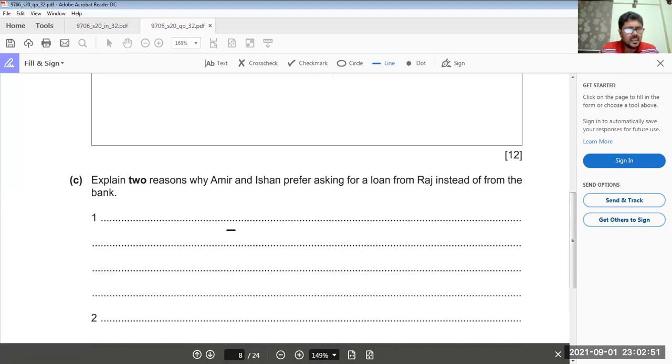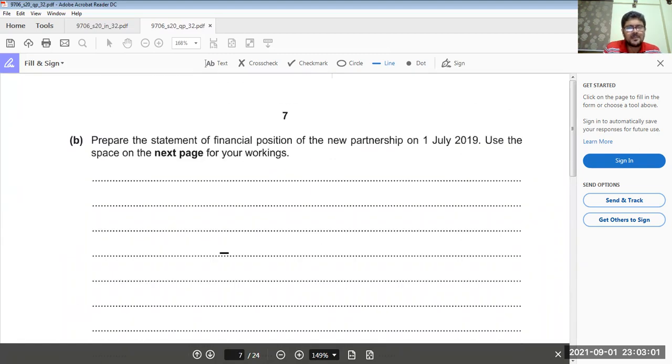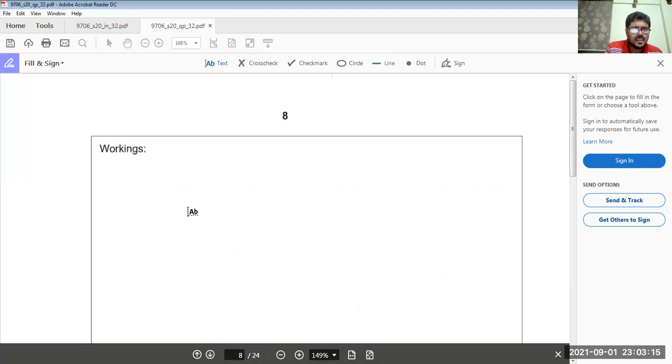Now, the C part, so that was the B part. This time, prepare the financial position of the new partnership on 1st July 2000 and use the space on the next page for your workings. Okay, we have to make a financial statement. Now see, before making the financial statement, what we have to do is make T accounts of all the partners.